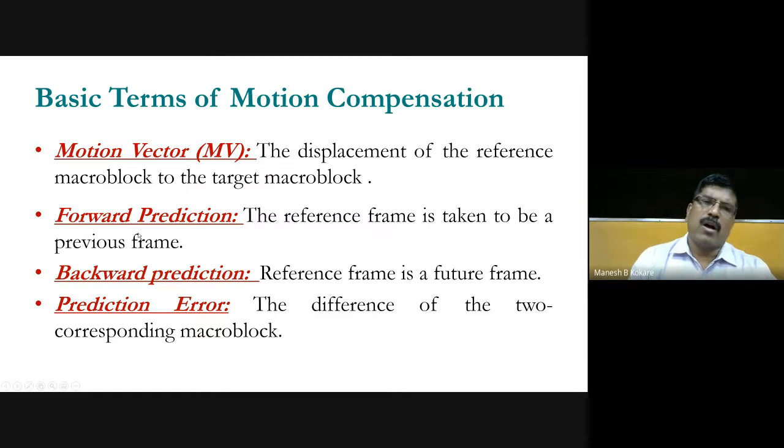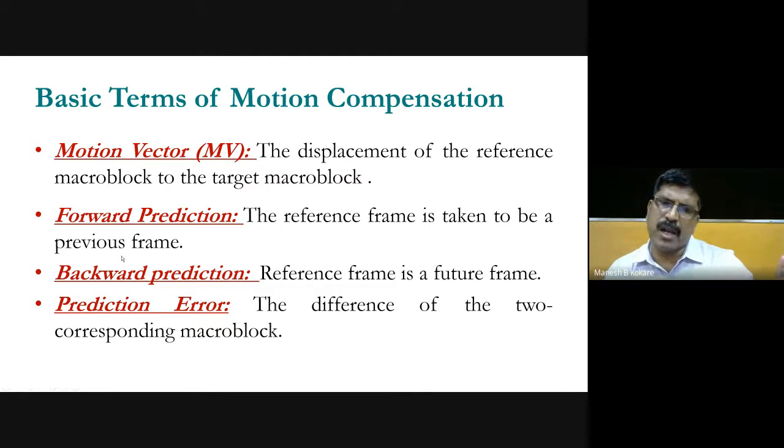And then, what is forward prediction? In forward prediction, the reference frame is taken to be the previous frame. The previous frame is considered the reference frame and the target frame is the current frame. So in the forward direction, the reference frame is the previous frame, and that is the forward prediction. And in backward prediction, the reference frame is a future frame. You are using the future frame as a reference for predicting the target, or finding the motion vector. That is the backward prediction.